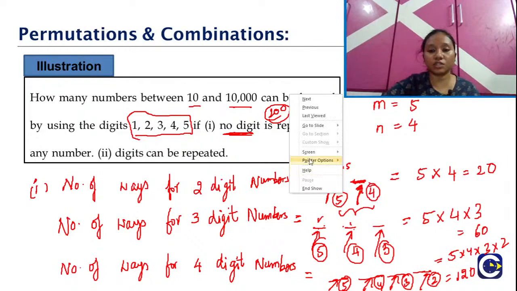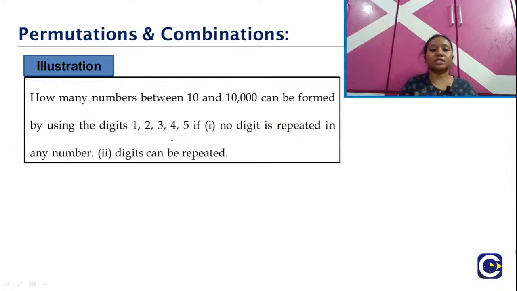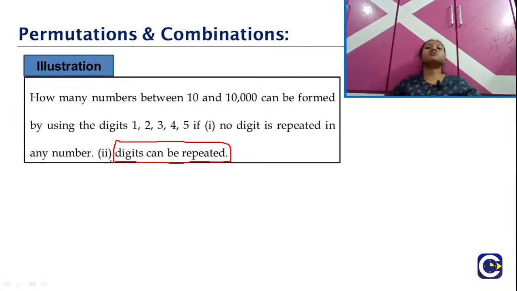So can you guys give a try for the second case here? It's the same thing, the methodology will be same, but here we will be considering the repetition of the digits also. So we have to consider from 2 digits to 4 digits only, because it is between 10 and 10,000. So for the first case, the total number of ways is 200. So can you guys answer for the second case here?